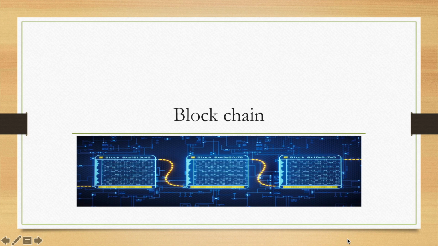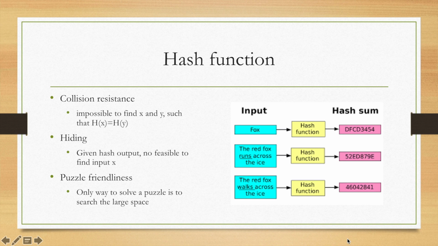We will talk about blockchain. To understand blockchain, we first need to understand the hash function. A hash function is a mathematical computation. For any input, it can calculate a hash and output the hash sum, as we can see on the right side of the picture. A good hash function used in Bitcoin or any digital currency has three characteristics. First is collision resistance. It means it is impossible to find x and y such that the hash of x equals the hash of y.